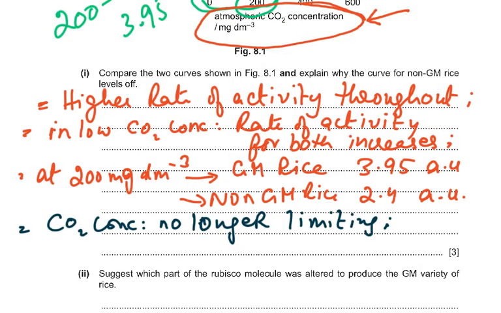So higher rate of activity throughout. In low CO2 concentration, the rate of activity for both increases. You've got to see the similarities in the graph, and of course the other points as well, when you give me data figures from the graph. So at 200 milligram dm cube, GM rises 3.95 arbitrary units, and non-GM rises 2.4. Explanation: CO2 concentration is no longer limiting when it has levelled off, and you could give me the other answers like light intensity limiting or temperature limiting. You could have given me any of those points as well.